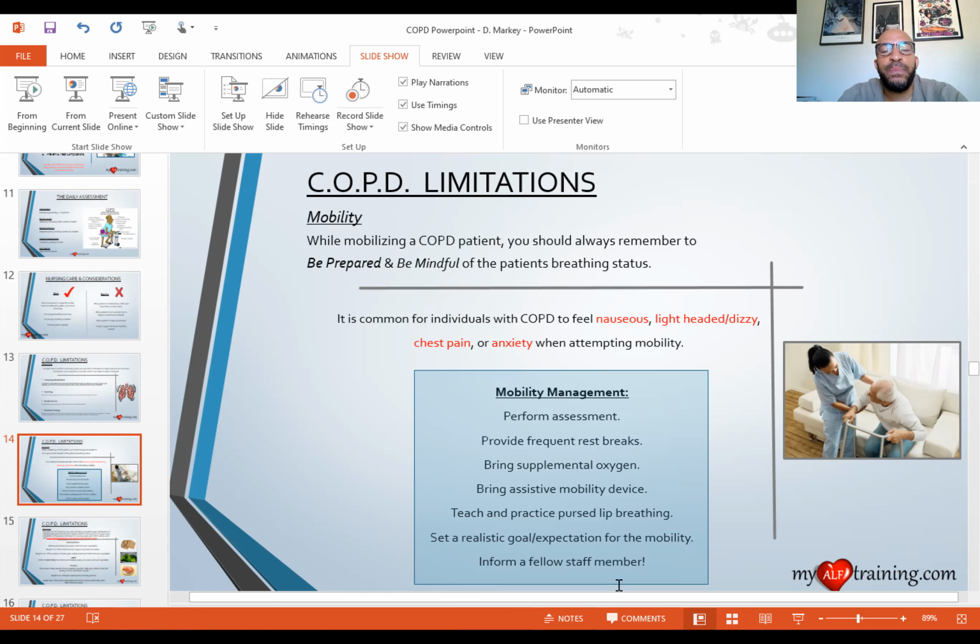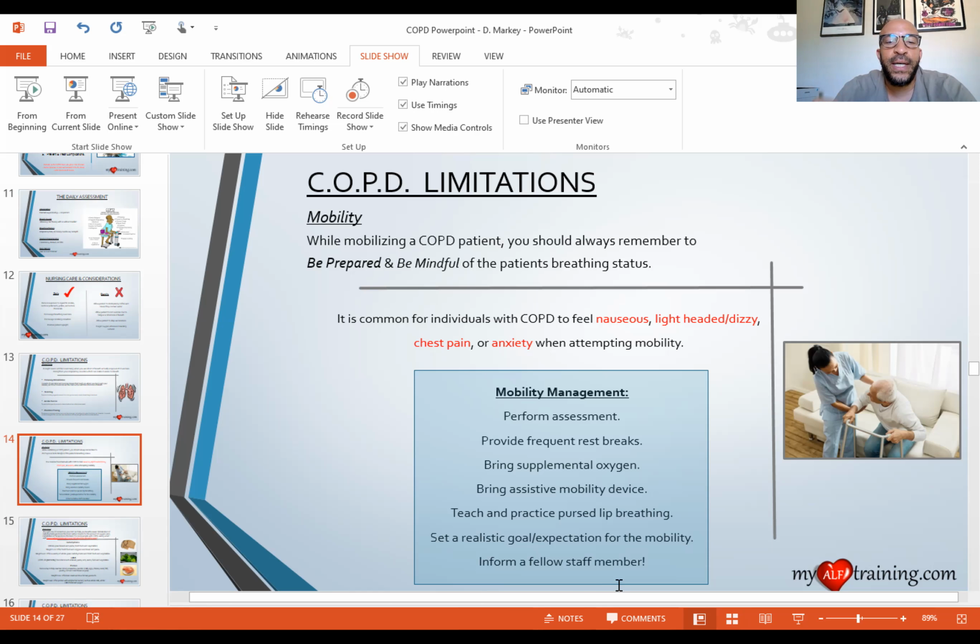Teach and practice pursed lip breathing. This is something that I would want to do with the patient before we get up to walk so that if they do become short of breath or they're trying to catch their breath during our rest break on the way to our destination, they know how to execute this technique properly and they can use it to save their breath to get a more effective rest period and power through to reach our destination for that day's mobility activity.